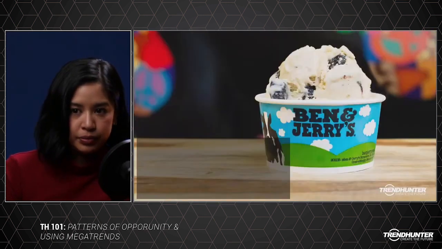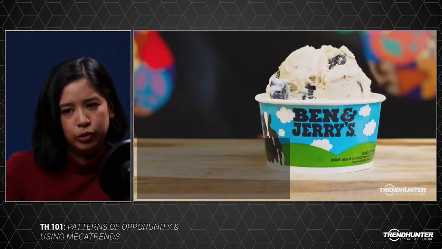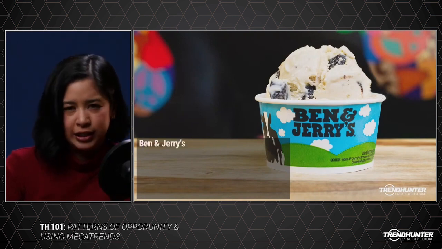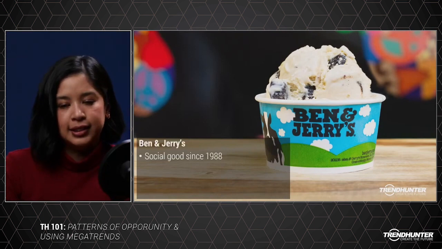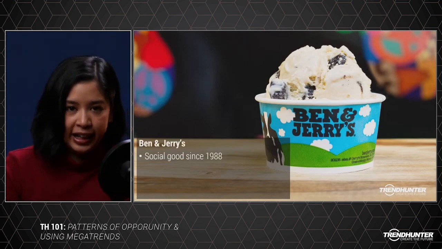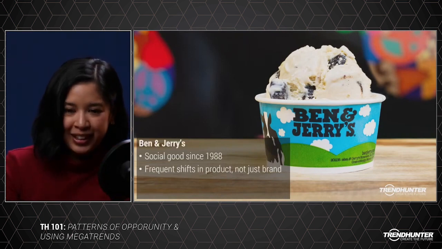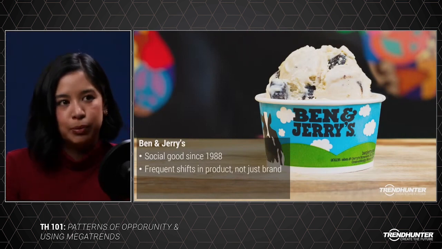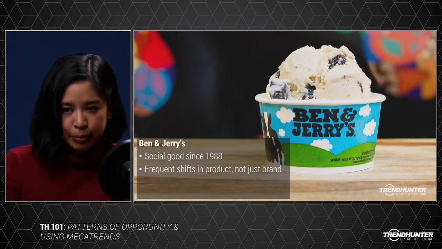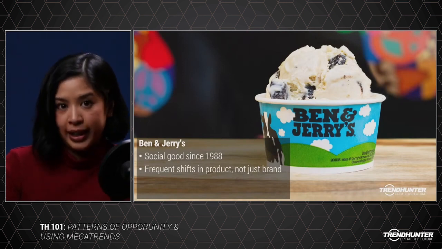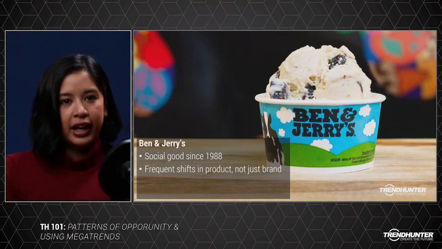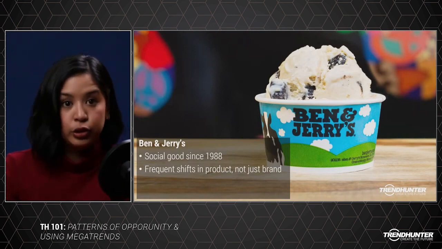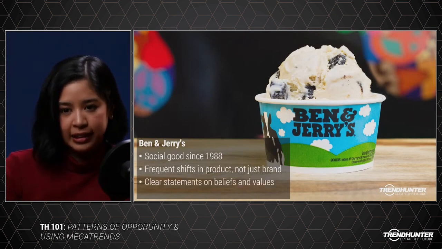Now, there are a few brands who are really well-known case studies for doing this catalyzation work, and I think Ben & Jerry's is one of them. They have been in the social good game since 1988 when they started making ice cream. Now, what I love about Ben & Jerry's and their approach to social good is that it's not just about a corporate social responsibility campaign. It's not just about changing the branding to align to a cause. They show frequent shift in product. They show frequent shift in their longer term strategy to accommodate the causes that they care about.